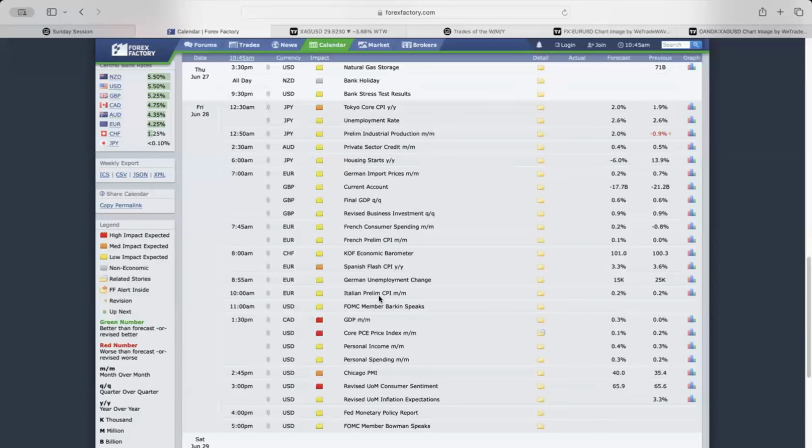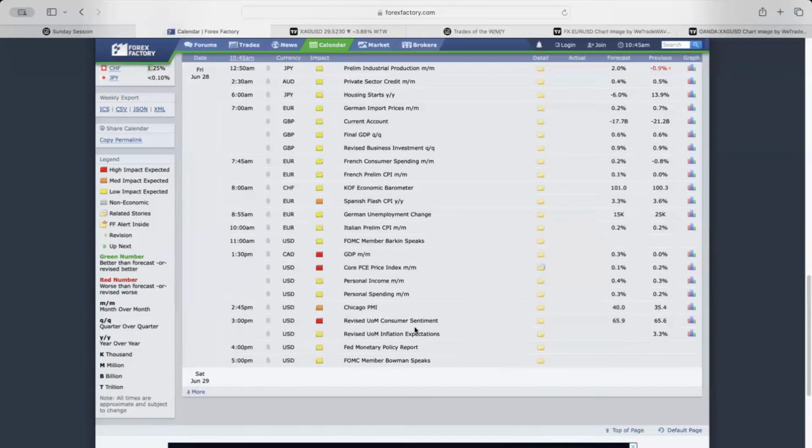But we would be expecting GDP month on month. Again, if CAD has already fallen because of this CPI, this news probably would push the CAD to the upside. Okay. So it will be opposite this week.